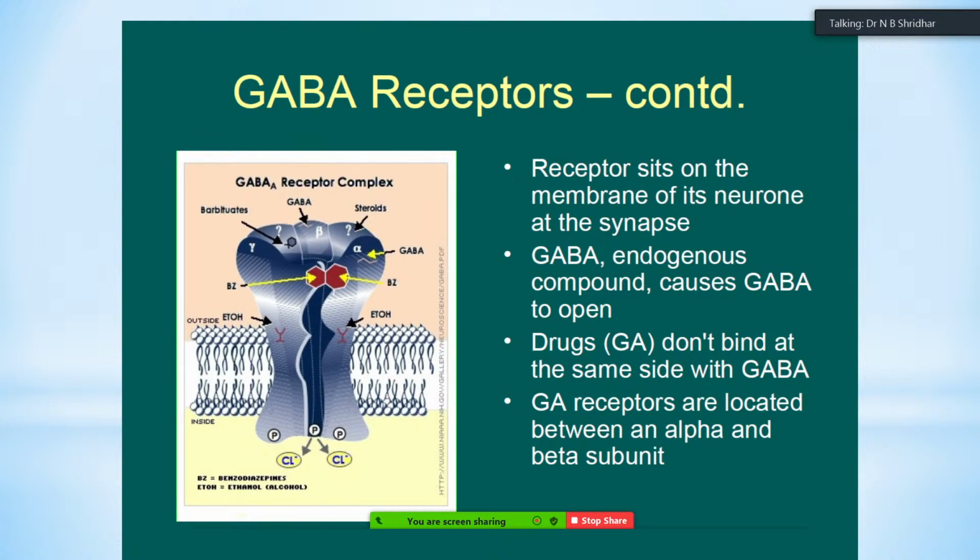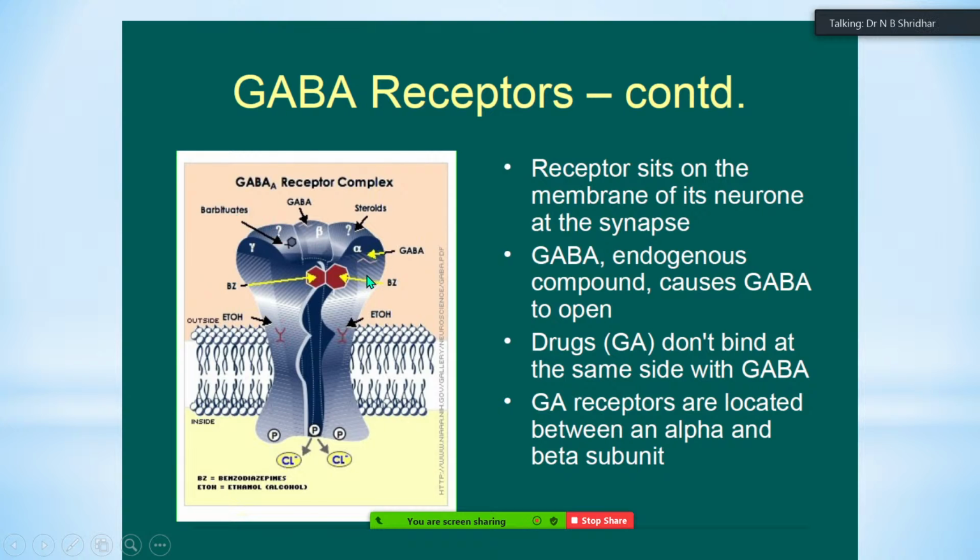Gamma amino butyric acid is a neurotransmitter. It is going to cause the GABA channel to open, whereas the general anesthetics don't bind at the same site as GABA. Usually GABA binds with the alpha site, whereas the alpha, beta and gamma subtypes of this protein, particularly the GABA A receptor complex, will be present, and alcohol is going to act on the base stem of the GABA A receptor and bind with a particular site.